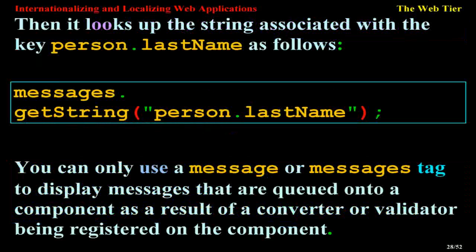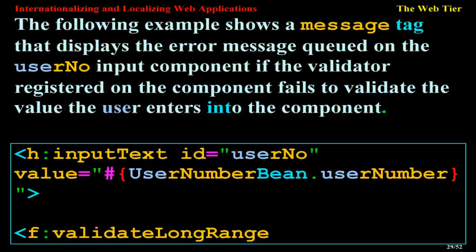You can only use a message or messages tag to display messages that are queued onto a component as a result of a converter or validator being registered on the component. The following example shows a message tag that displays the error message queued on the userNo input component if the validator registered on the component fails to validate the value the user enters into the component.